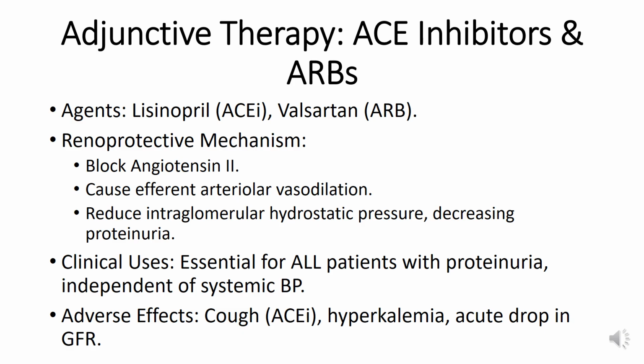To understand their benefits, we need to review the renin-angiotensin-aldosterone system. This system helps regulate blood pressure and kidney perfusion. One of its most important hormones is angiotensin II. Angiotensin II is a powerful vasoconstrictor.